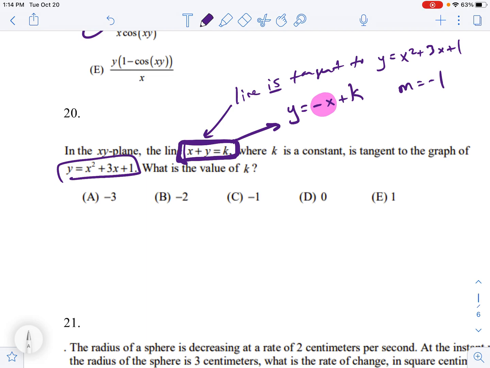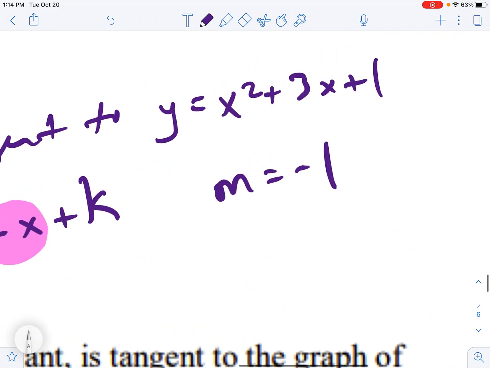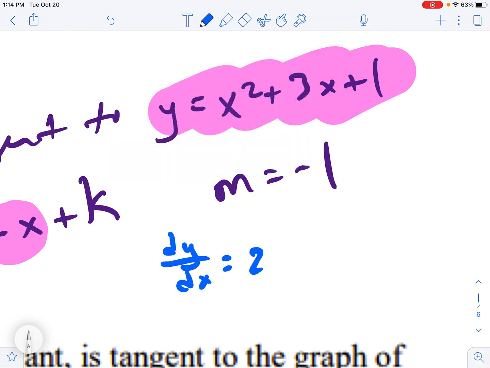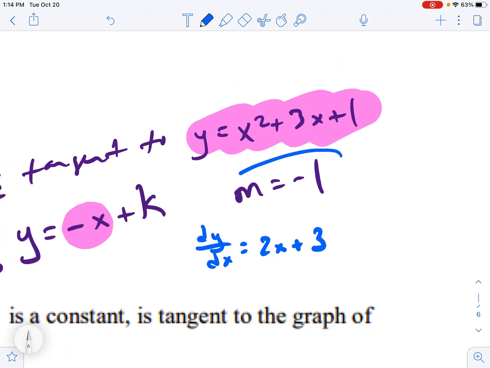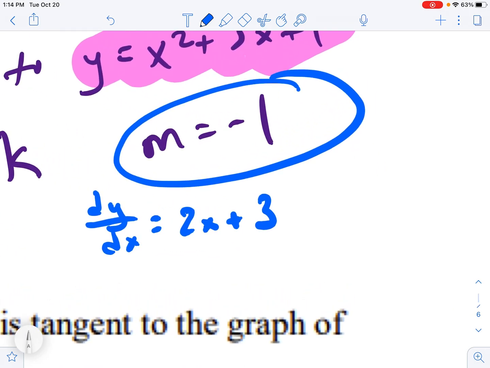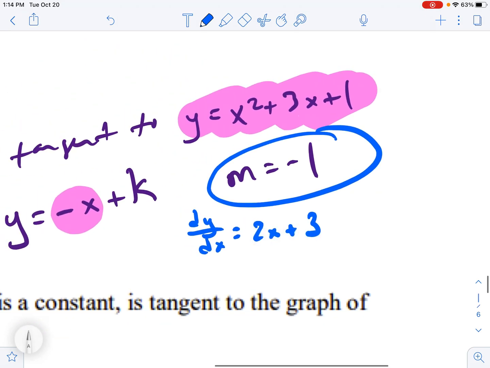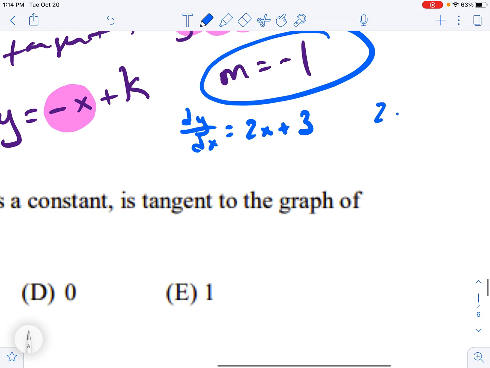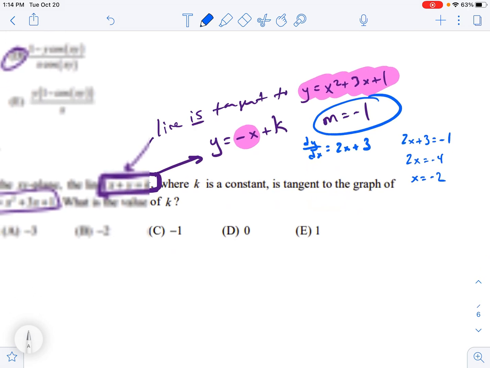Well, this is going to allow us to solve for x. What do I need to do with the original function to find slope? Take its derivative. All right, well, let's do that. So there's the derivative, 2x plus 3. But we know the slope should equal -1. So we're not going to plug -1 in for x. We're actually going to take the derivative and set it equal to -1, because that's what the slope of the given tangent line is. So take the derivative, set it equal to the given slope, now solve for x. And it looks like x is -2.